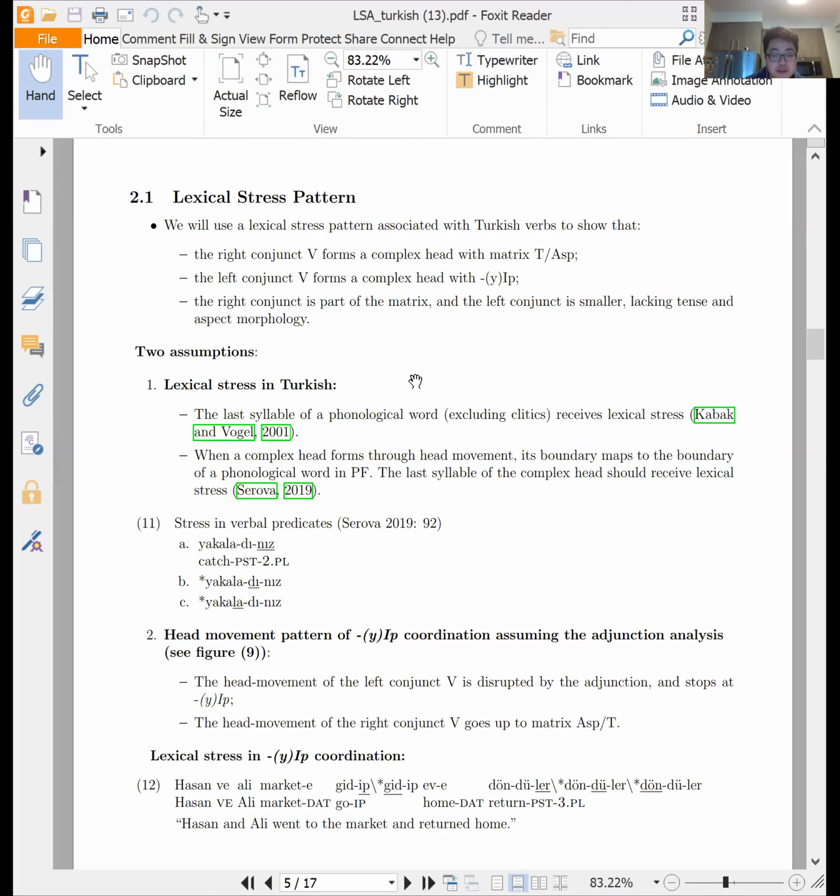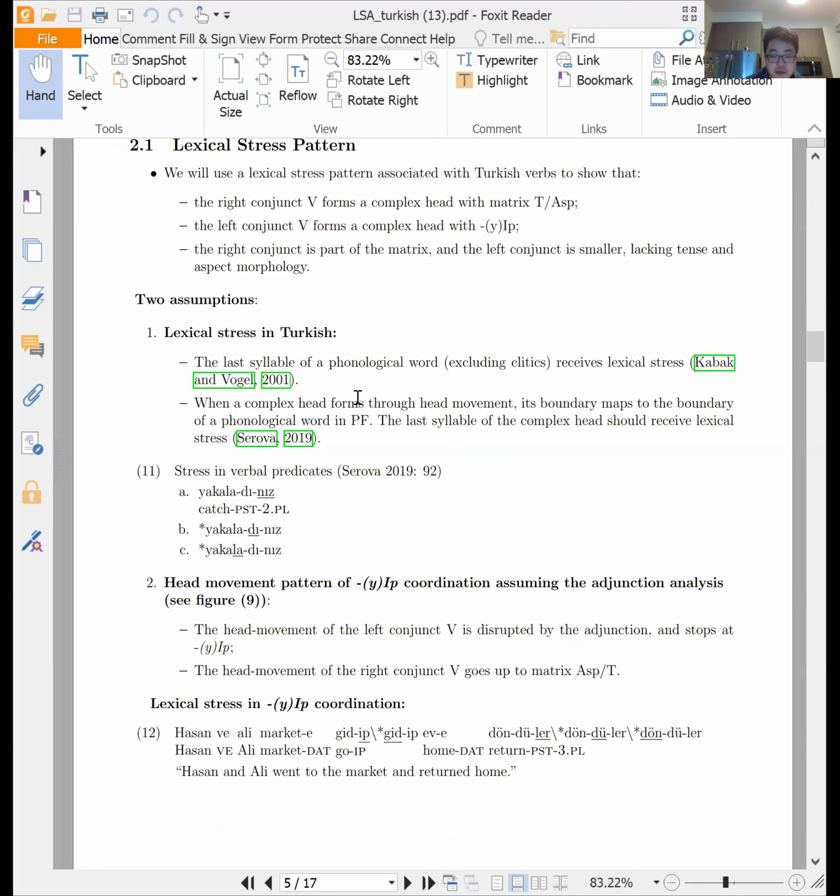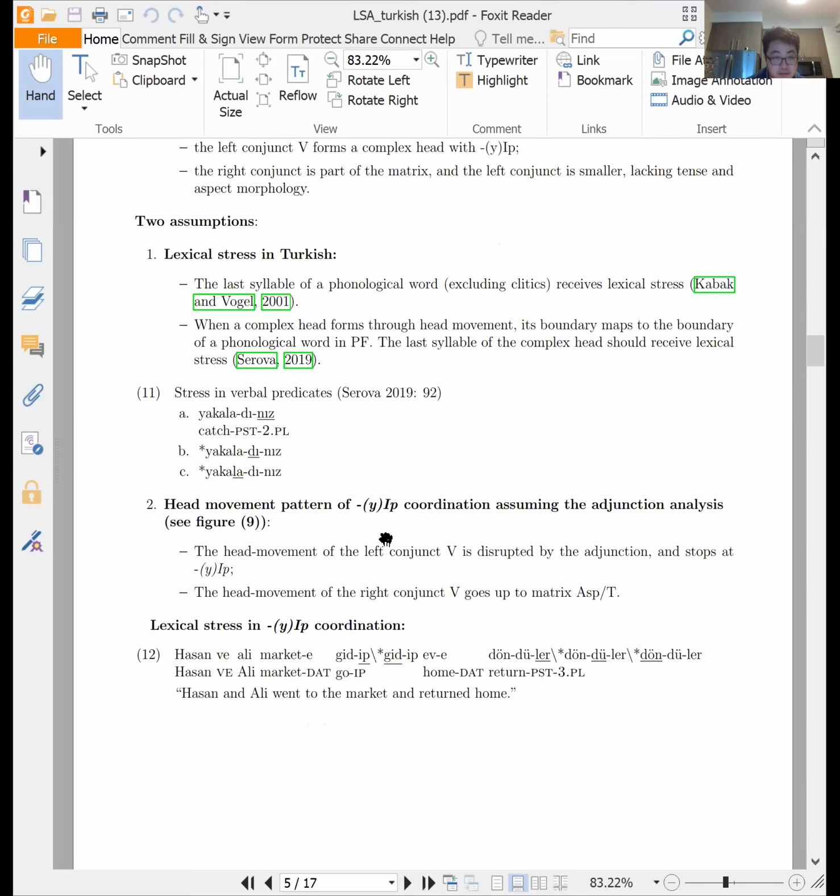There are 2 assumptions to this argument. First, it has been shown that lexical stress in Turkish falls on the last syllable of the phonological word, and complex heads map to the boundaries of phonological words in PF. And therefore, the last syllable of a complex head formed through cyclic head movement should receive lexical stress. An example of this is shown in 11.